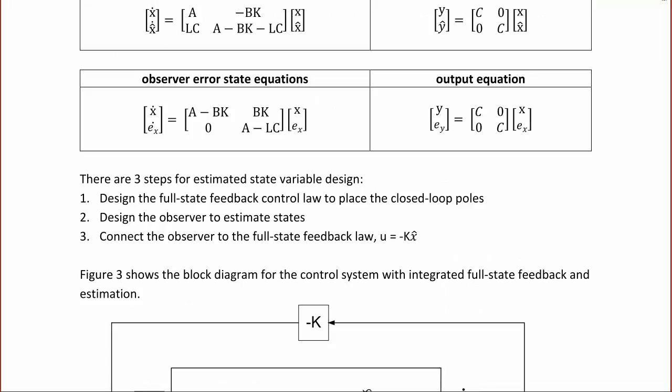There are 3 steps for estimated state variable design. The first one is to design the full state feedback control law to place the closed loop poles, as we've done before. Then to design the observer to estimate the states. And finally to connect the observer to the full state feedback law by using u equal negative K x hat.